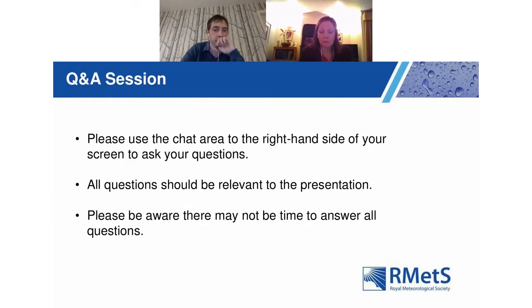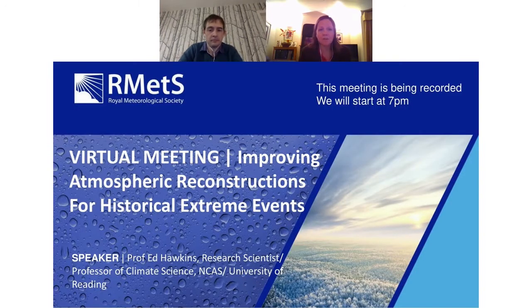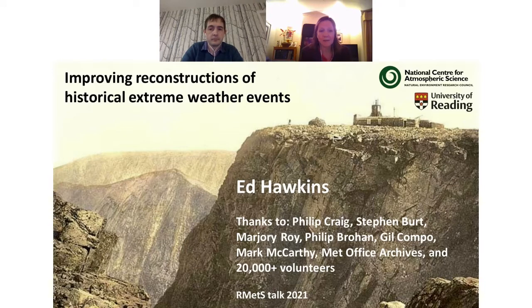So without further ado, I'm going to introduce Ed Hawkins, who's here to talk to us today about improving atmospheric reconstructions for historic extreme events. Ed is a professor at the University of Reading. He works for NCAS. He's very much involved in climate science and climate change, looking at both past data but also predictions for future data. And at the moment, he's very actively involved in the IPCC assessment, the 6th assessment report, AR6, which is definitely keeping him busy. But tonight we're talking about unlocking some of these historical observations to help with climate predictions. So I'll hand over to Ed.